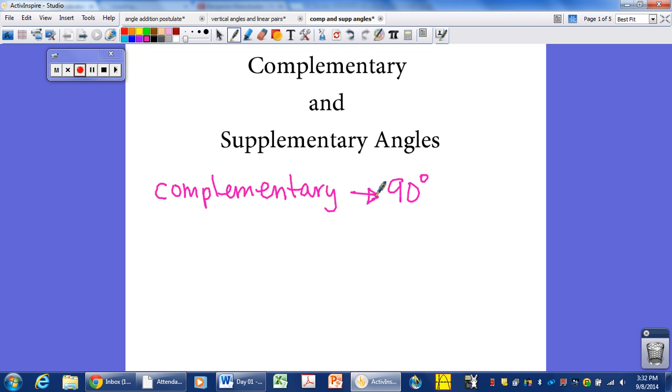Traditionally, they're just two angles that add up to 90, but potentially can be more than just two angles. So complementary angles add up to 90. Supplementary angles, on the other hand, sum to 180 degrees. You can remember this: C alphabetically comes before S, and 90 numerically comes before 180. So complementary angles go to 90, and supplementary angles go to 180.